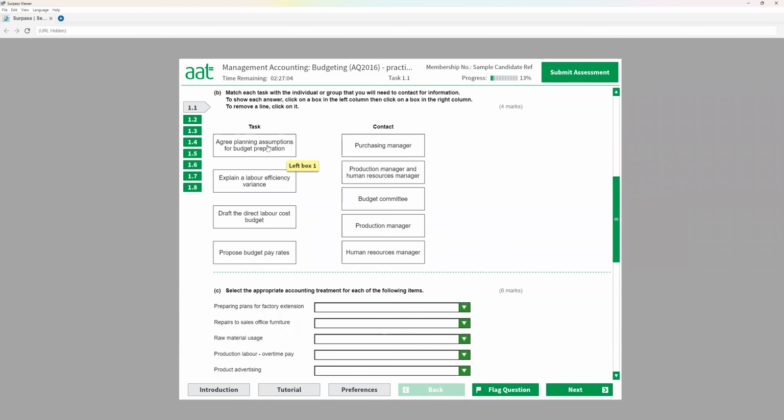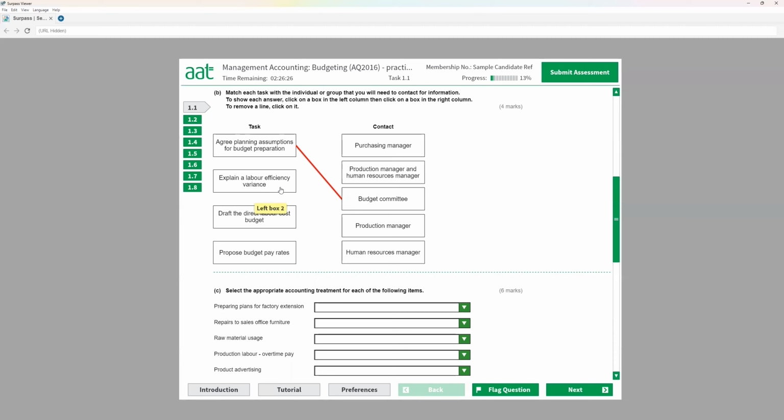So the first one we have here is agree planning assumptions for budget preparation. Remember that anything relevant to accepting the budget or accepting the budget proposal is the budget committee. When you prepare the budget, after that you have to submit it for approval to the budget committee. The budget committee has the power or authority to approve or decline it. So once you have anything, you have to submit it for approval to the budget committee.